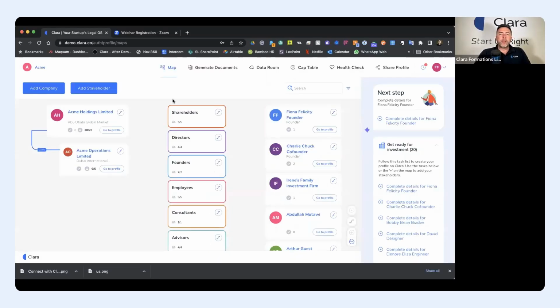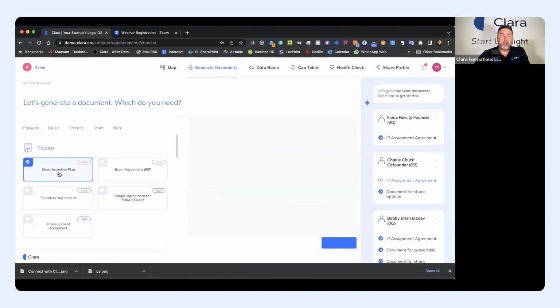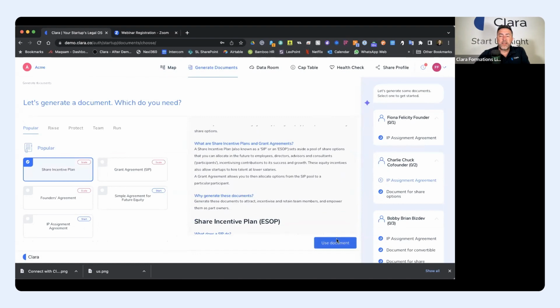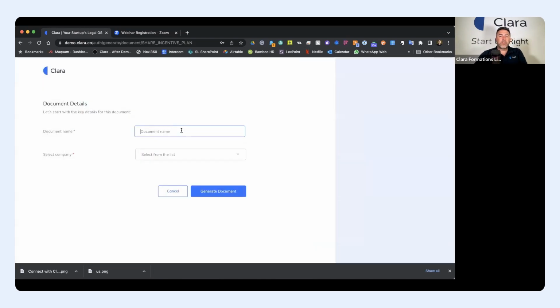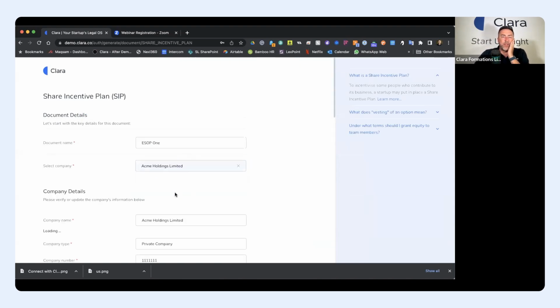Okay. So now on Clara, for those of you that have not used Clara before, you'll be coming in where you put all your company in, you have your holding company set up, and you can do lots of different things, but today we're just going to focus on generating the ESOP plan. So you go to generate the documents, and you'll be going to the share incentive plan. Again, this is the plan. It will tell you a bit about what it does. Use the document. So if I go ESOP 1, and I select the company, it'll always be the holding company.